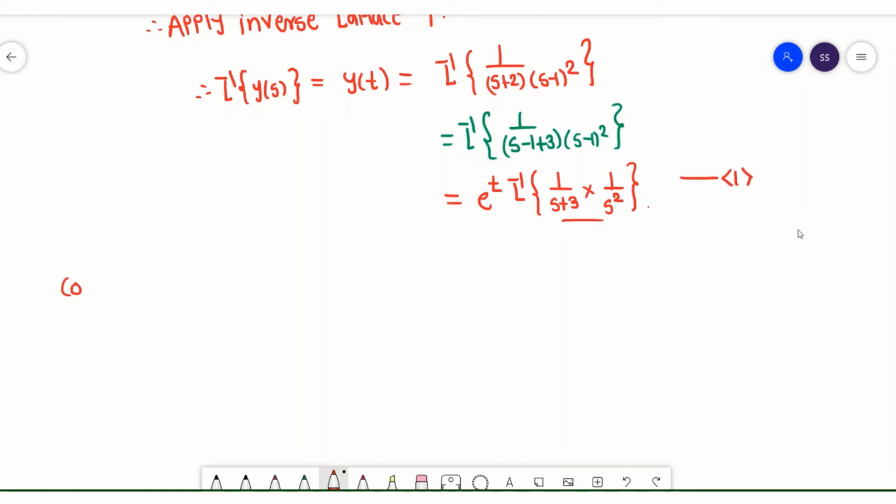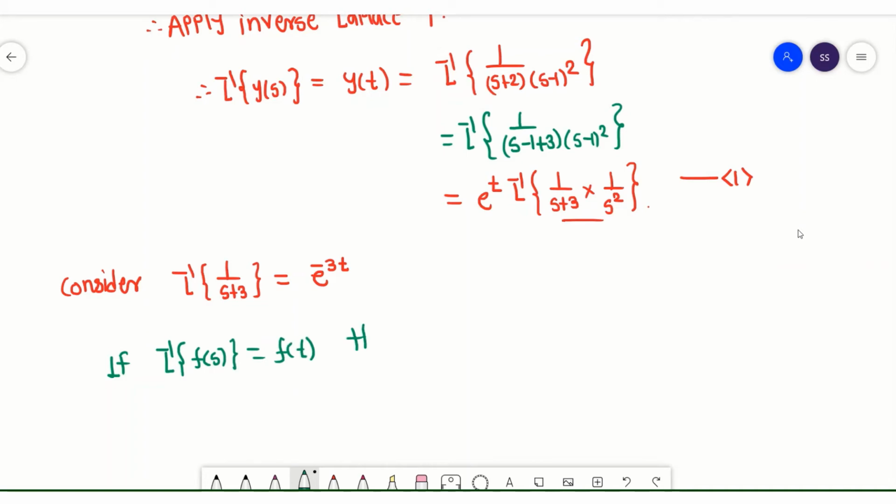Now consider the Laplace inverse of only the 1 upon s plus 3 term, and using the standard formula, it is equal to e to the power minus 3t. Now, by the division by s property, let me recall it: if the Laplace inverse of F(s) is f(t), then the Laplace inverse of 1 upon s times F(s) is equal to the integral from 0 to t of f(t) dt.